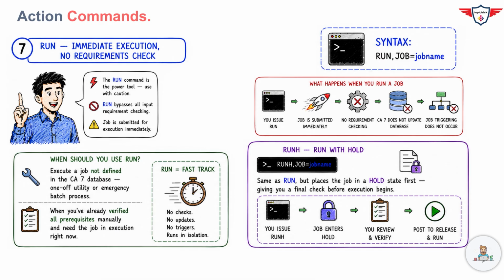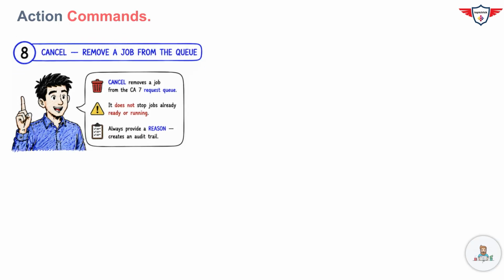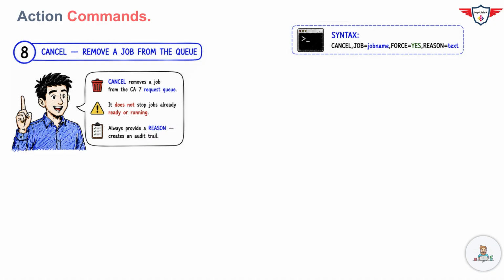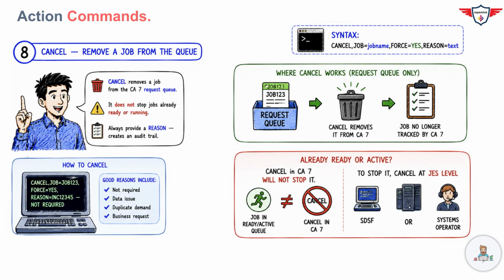Now the next command is cancel. That means remove a job from the queue. And syntax is pretty simple. That is cancel followed by job equals job name, comma, force equals yes, comma, reason equals text. So you have to provide some specific valid reason. And this command actually removes a job from CA7 Request Queue.